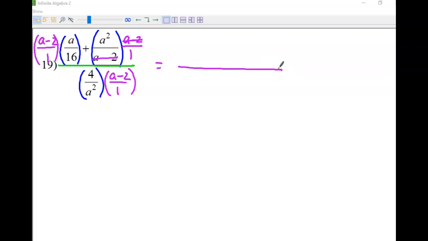Here, I think I'm going to not multiply those together yet. Let's leave them separate. Let's put them next to each other over 16. So a times a minus 2, and 1 times 16 is 16. Plus, here, everything canceled out, so we have a squared over 1, which is just a squared. That was the point of multiplying by a minus 2, is to make that not a fraction anymore.